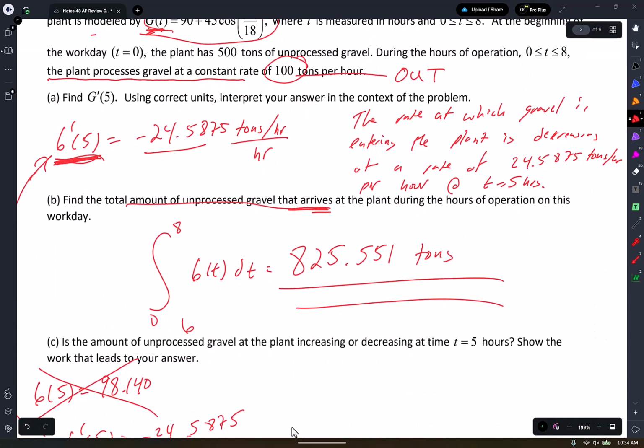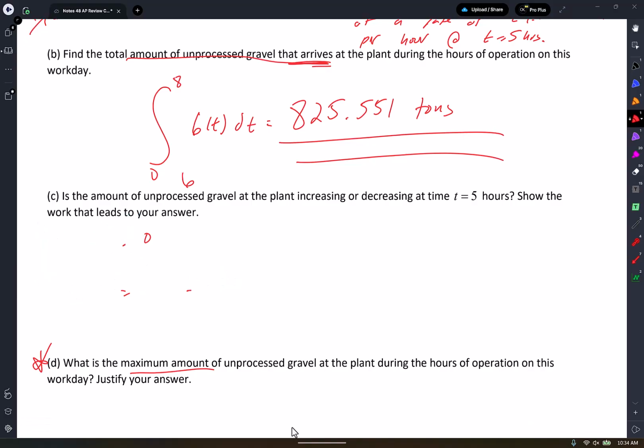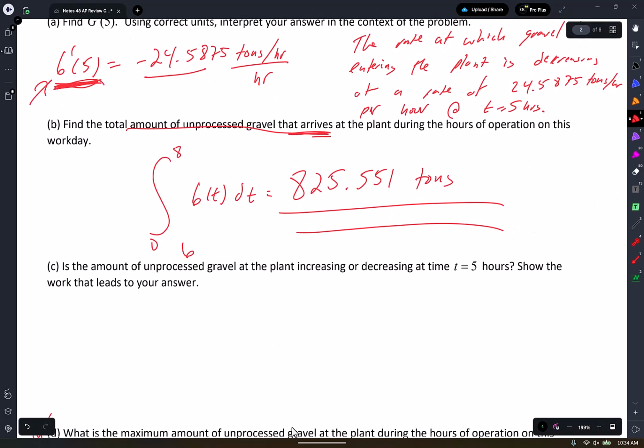Okay, finally, so we were right the whole time. So it is not G prime of 5. It is how much is arriving minus how much is going out. Does that make sense? Yeah, it's my fault. I should have paid attention to the last line. Underline the last line, guys. How much is coming out? So you're going to go G of 5. That's how much is going in. Minus 100, which is how much is going out. Take your calculator.